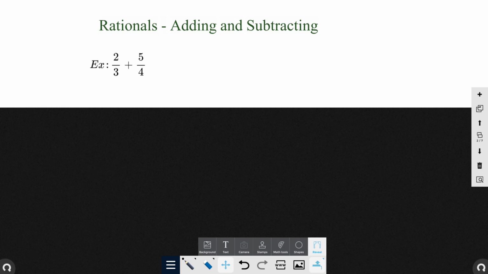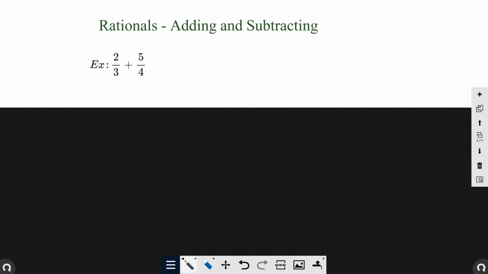Okay, so today is all about rationals with adding and subtracting them. So I thought we would start off with a simple fraction addition and subtraction because we know what to do now. When we multiply, we go straight across the top, straight across the bottom. When we divide, we keep, change, flip, becomes a multiplication problem. So straight across the top, straight across the bottom, lots and lots of factoring in there.